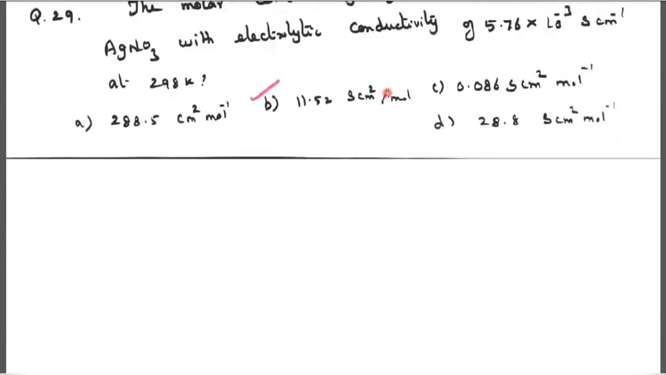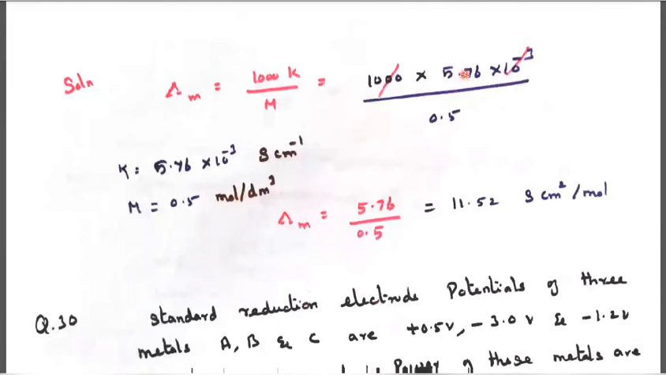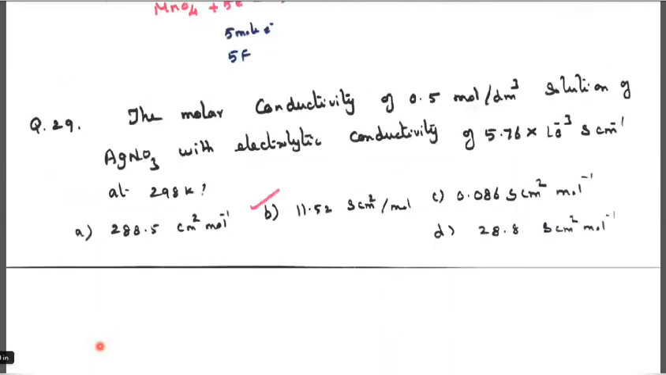Here they have given the electrical conductivity 5.76 into 10 to the power of minus 3. So this 10 to the power of 3 from the 1000 and this 10 to the power of minus 3 cancel. So the kappa value and molarity are given: 0.576 divided by 0.5, we are getting 11.52. So 11.52 is the correct answer, in Siemens centimeter square per mole.